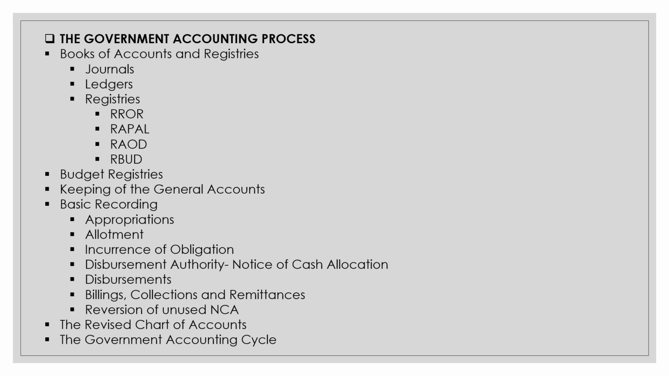So again, we have four registries. The Registry of Revenue and Other Receipts, as the example has been shown a while ago. So we also have RAPAL. We will show it later, the RAOD for the different kinds of disbursements, and the RBUD. We will go through them one by one.